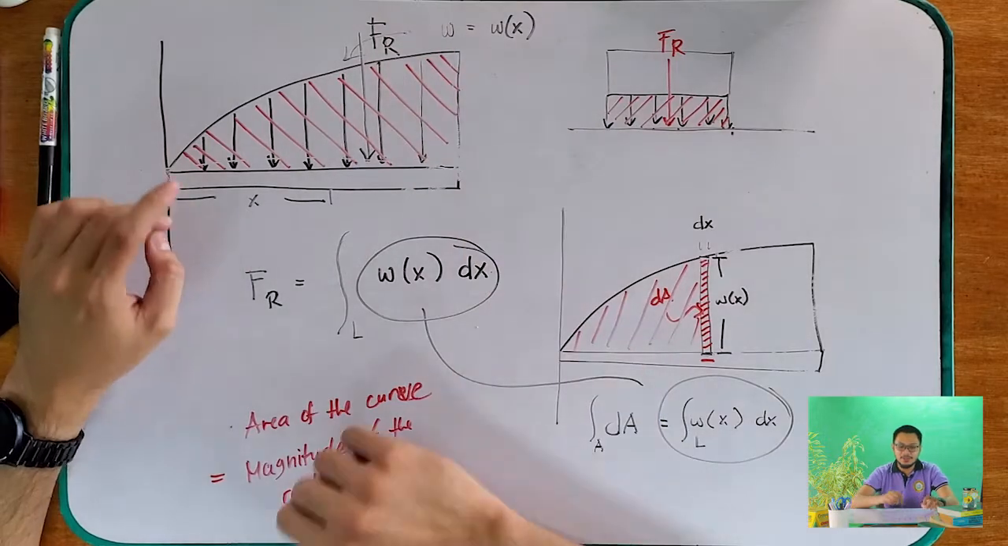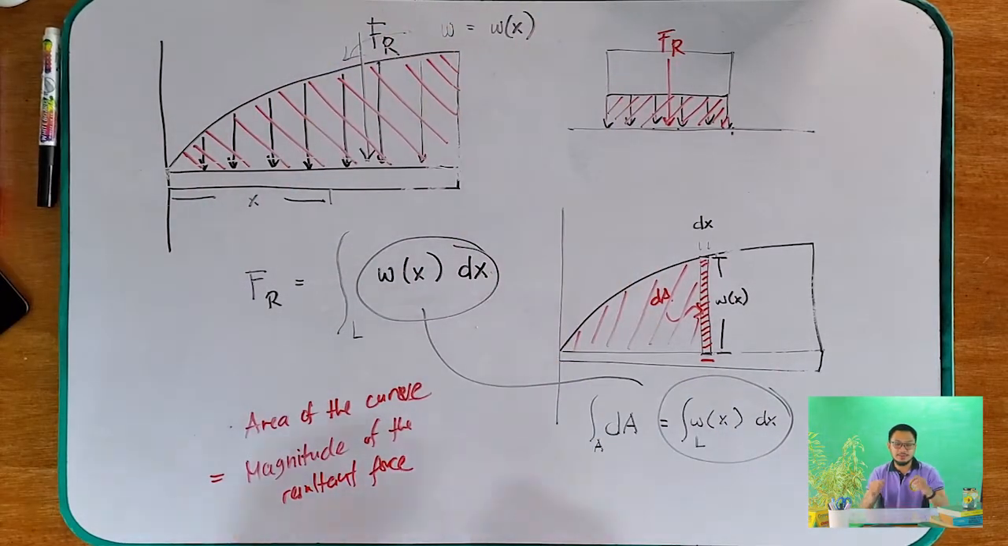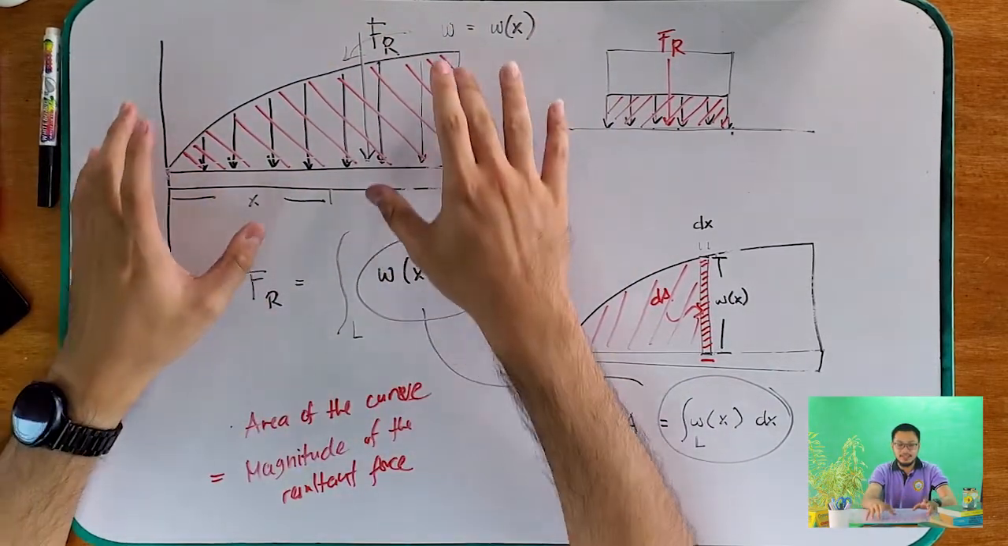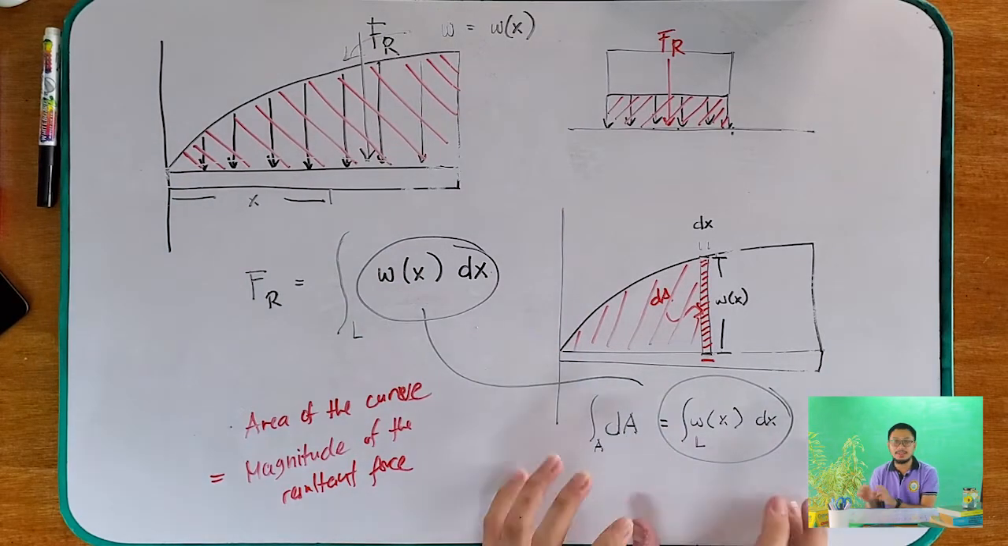Okay? So, that is the shortcut, the concept here. No problem. To get the resultant force of this curve, all you have to do is to get the area. And to get the area of this curve, all you have to do is to integrate. Okay? We're not done yet because all we have found so far is the resultant force.